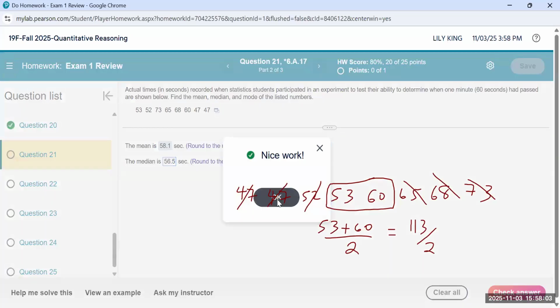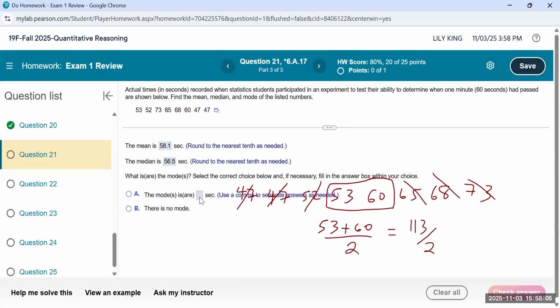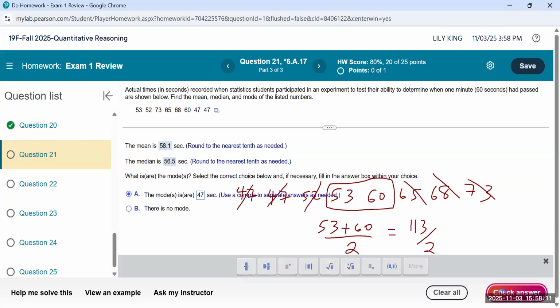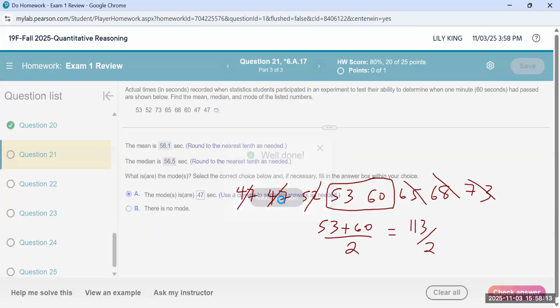And we have the mode. The mode is the data point that appears most often in the data set. So 47 appeared twice in the data set, so that is our mode.